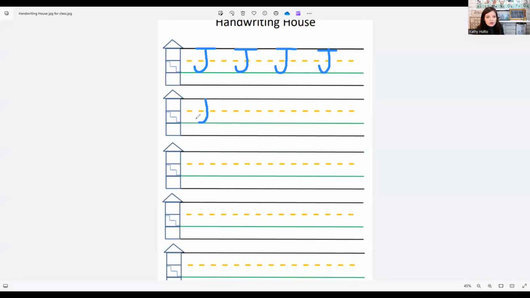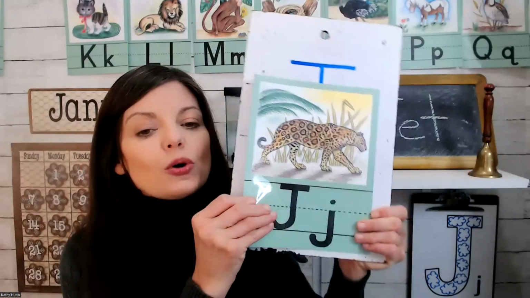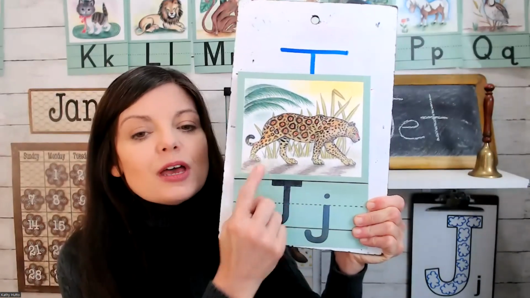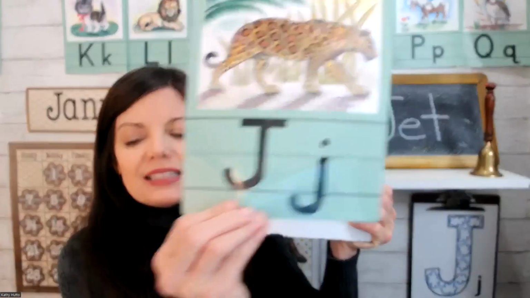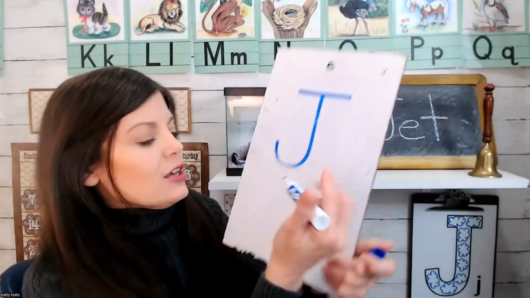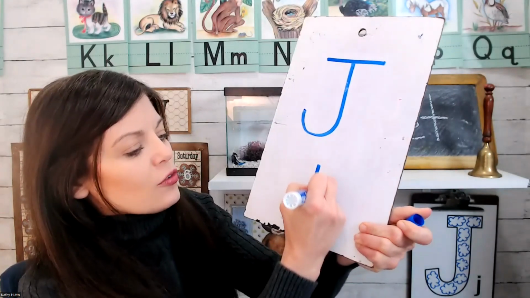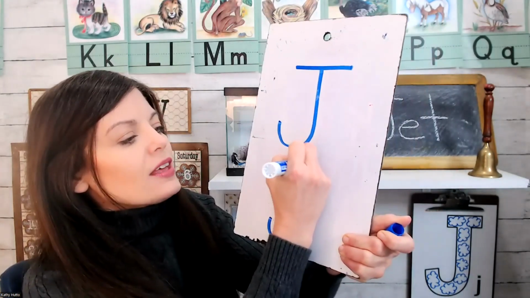Down and curve around with the top. This is uppercase letter J, and the lowercase letter J looks the same. You're still going to go down and curve around, but instead of the top, you're going to give it a dot. Let's practice lowercase j. Go down and curve around with a dot.